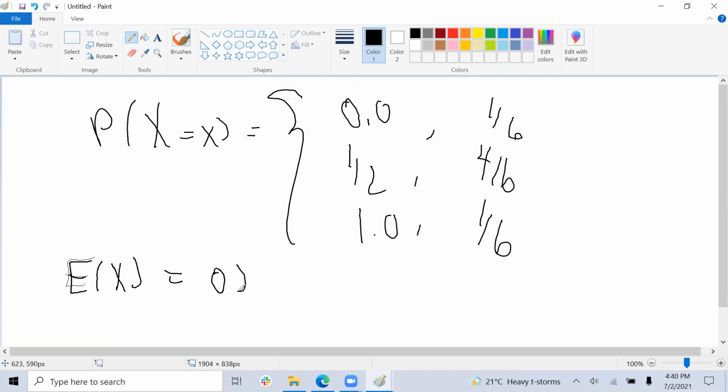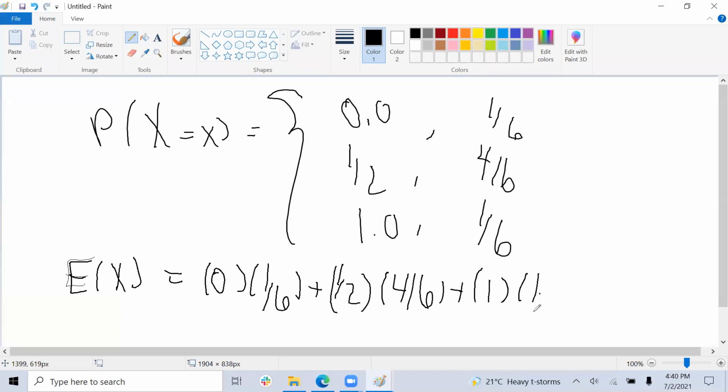So 0 is an outcome times 1/6, plus 1/2 is a possible outcome times 4/6, plus 1 times 1/6. So this is going to be 0, obviously. And then 4/12 plus 1/6 times 2 is going to be equal to 6/12, right?